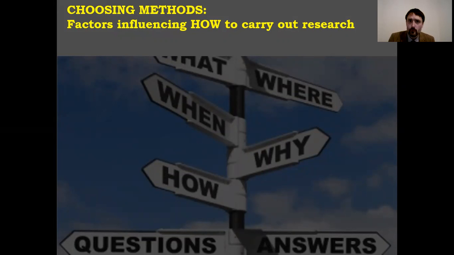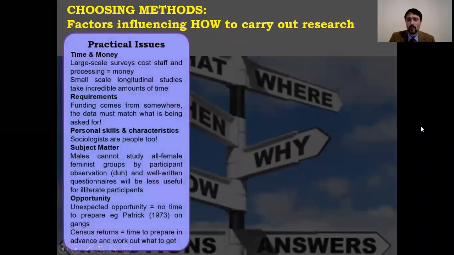Anyway, how do you choose the methods? What are the factors? And it's all about, well, there are 3 ways. There are practical issues that face us first. And these can be broken down into the following areas. There's time and money, first and foremost.